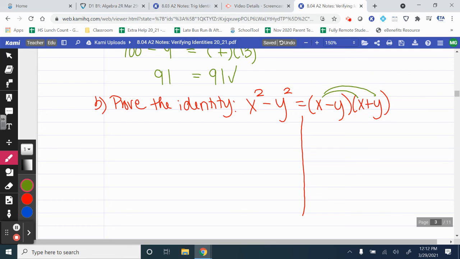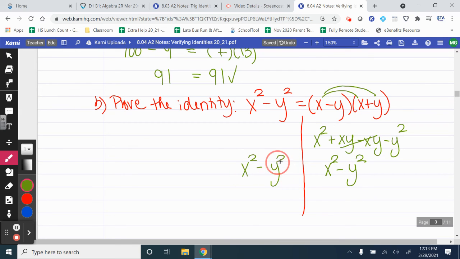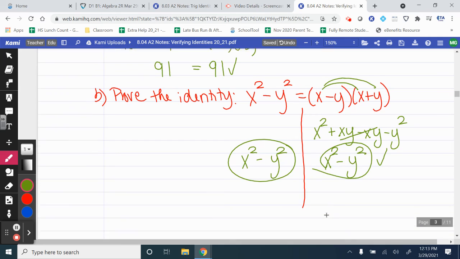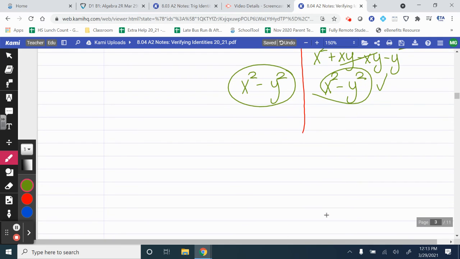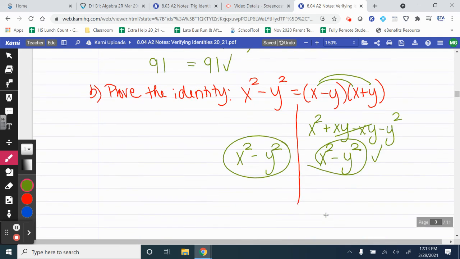So take a moment, pause your video, and FOIL it out. So we get x times x is x squared plus xy minus xy minus y squared. Our middle terms cancel out, and we're left with x squared minus y squared. So we have that on both sides. So we have proven or verified that identity. And we'll do one more. So that was 5.